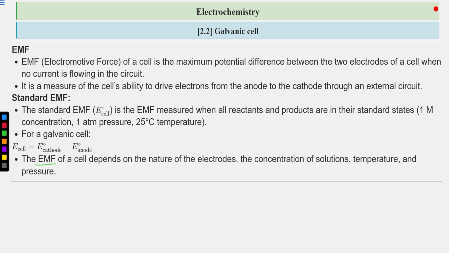The EMF of a cell depends on the nature of electrodes, the concentration of solution, temperature, and pressure. These are the factors on which the EMF of a cell depends. First of all, the nature of the electrodes: whether it is metal, non-metal, acidic, basic, or reactive, non-reactive. So the EMF of a cell depends upon the nature of electrodes, the concentration of solutions we are using for the cell, the temperature while the reaction is going on in our cell, and the pressure we are applying.